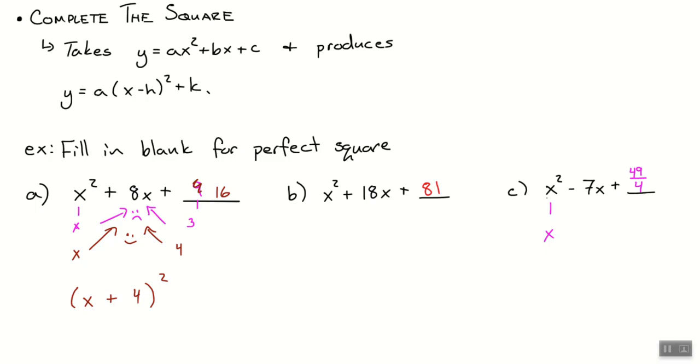7 over 2. And then if I wanted to take these, and this is ugly, I would not write it, but this is 3.5, right? If you double 3.5, what do you get? Hey, that works exactly like the others.